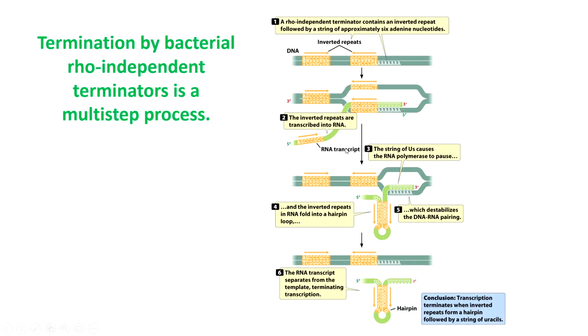These inverted repeats are complementary to each other. And so when they're transcribed into RNA, they will associate with each other and form a double helix at just this region. This causes RNA polymerase to pause in folding to stabilize. And then once that finishes, the RNA transcript is pulled off of the DNA template. The formation of the hairpin actually destabilizes the complementary base pairing between the DNA and the RNA in the replication bubble.